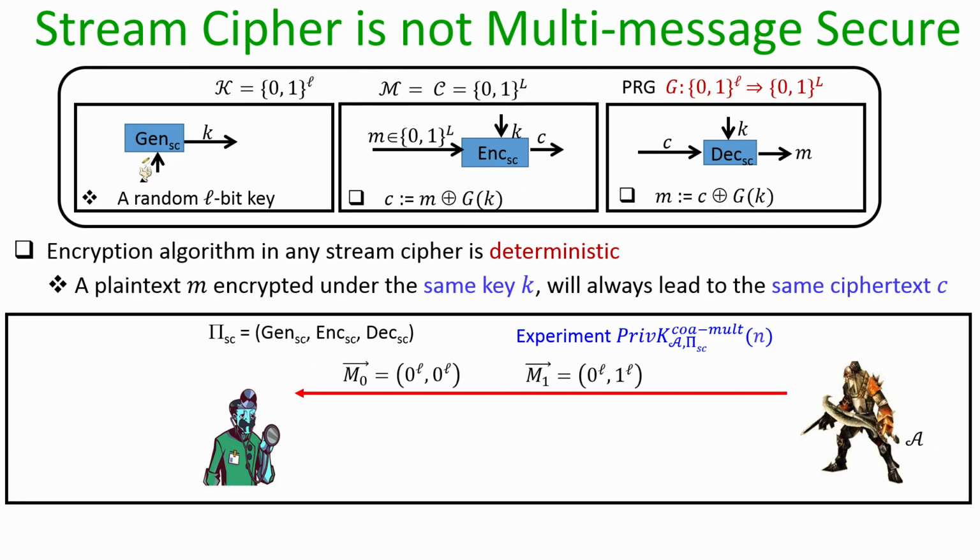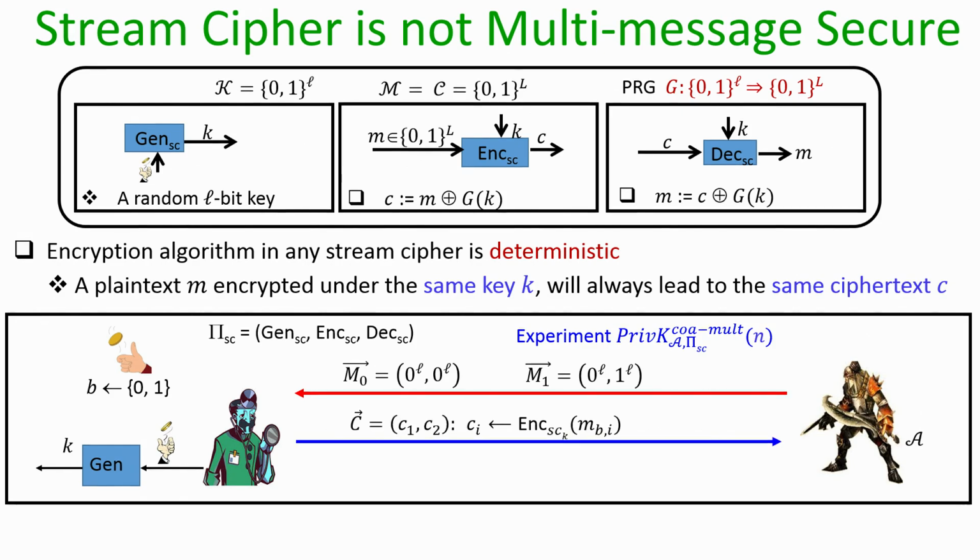The adversary is going to submit a pair of vectors, where in the 0th vector it has submitted two messages, both consisting of strings of all zeros, and in the first vector it has submitted two messages where the first message is all zeros and the second message is all ones. And as per the rules of the experiment, the verifier is going to randomly encrypt the messages in one of these two vectors by using a key generated by the key generation algorithm.